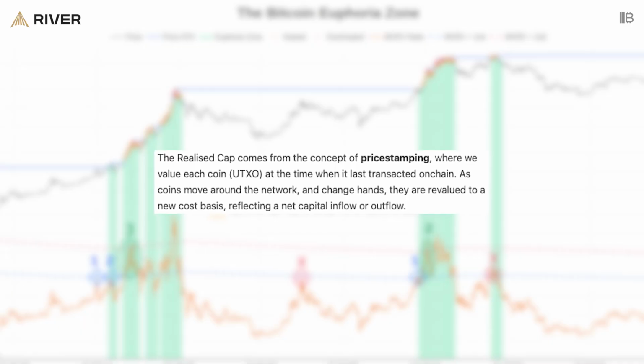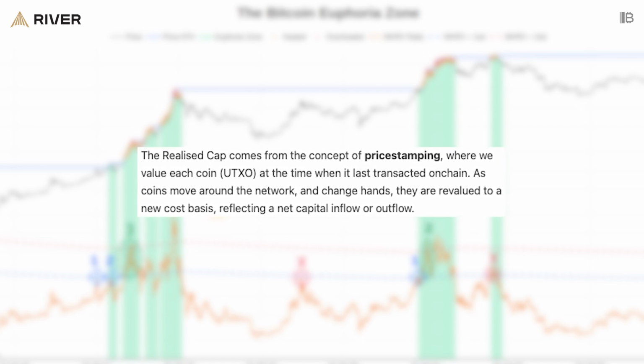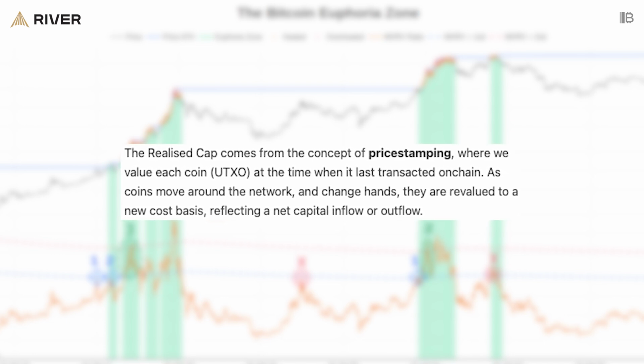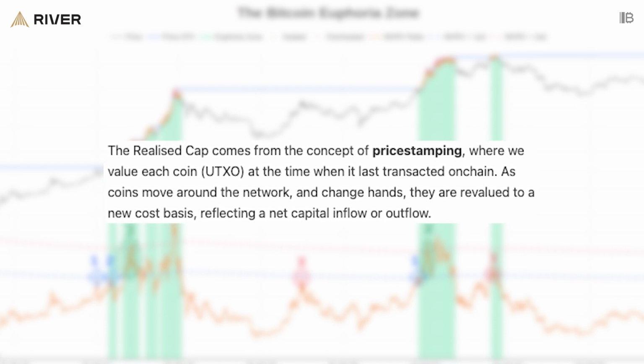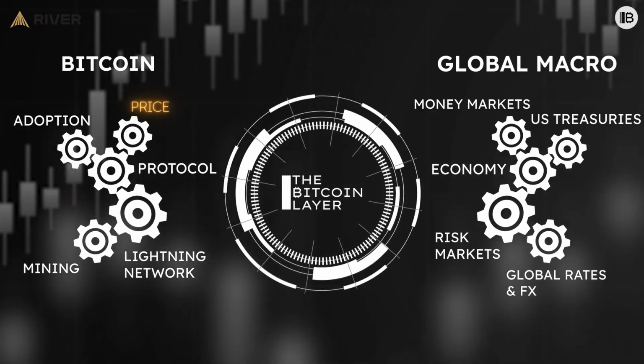So I have the definition that you start with in your latest letter. The realized cap comes from the concept of price stamping, where we value each coin or UTXO at the time when it last transacted on chain. As coins move around the network and change hands, they are revalued to a new cost basis, reflecting a net capital inflow or outflow. So price stamping is the technology, if you want to use that word, that underpins this metric. So give people an understanding in your own words of why price stamping is the fundamental metric to understand.